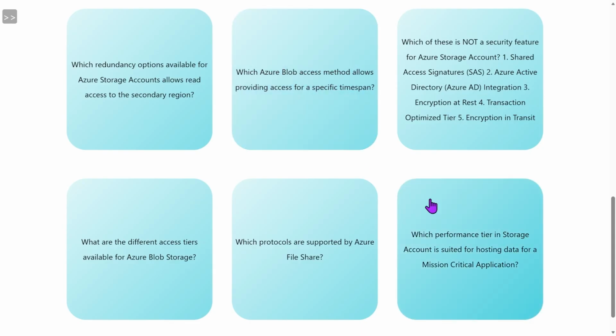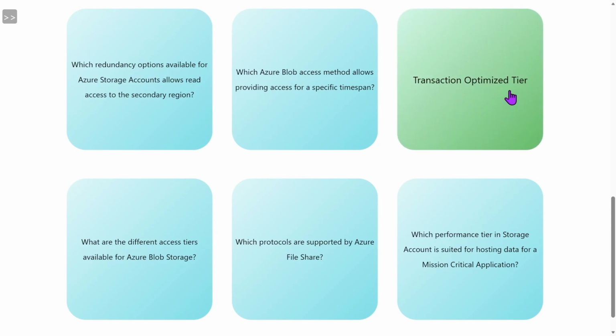This time we have a choice between 5 answers. So, which of these is not a security feature of Azure Storage? Is it shared access signature, Azure Active Directory or Entra integration, encryption at rest, transaction optimized tier, or encryption in transit? Ready? Let's find out. Transaction optimized tier is not a security feature. It is a great feature, but not related to security.